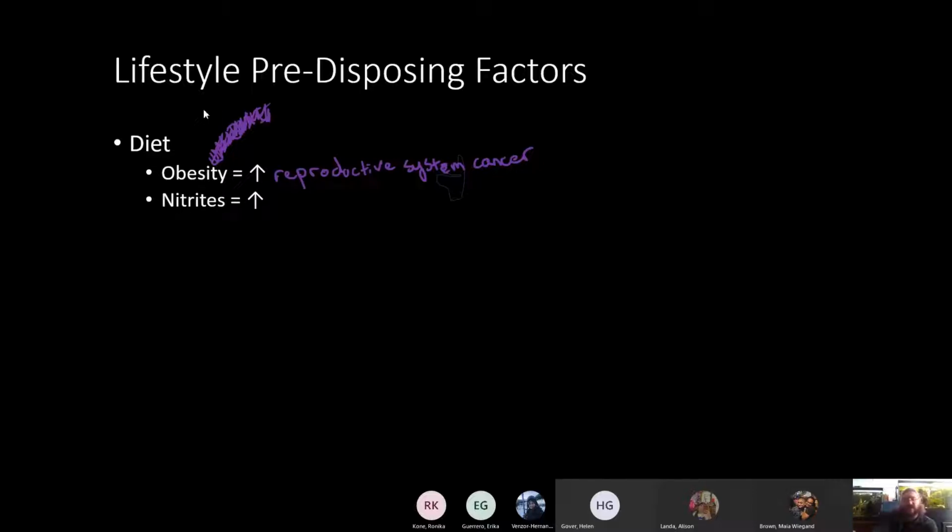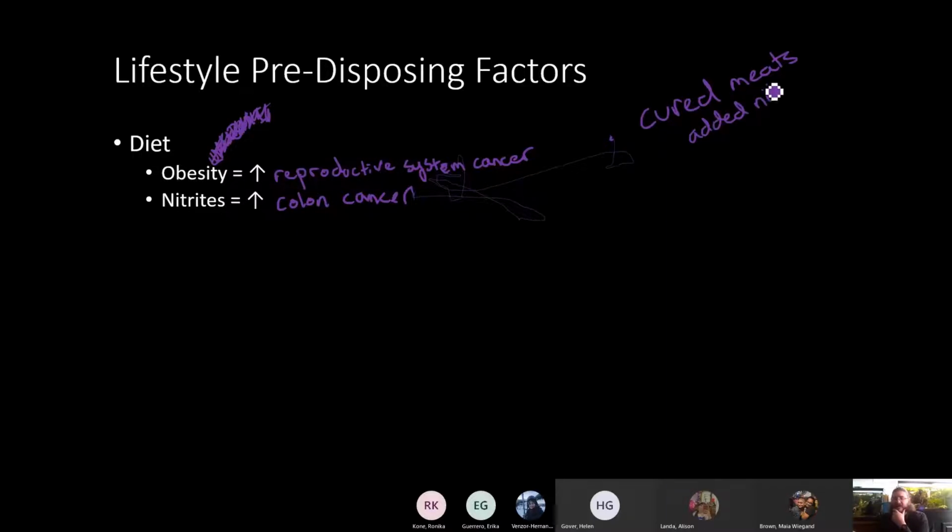Nitrites increase your risk of colon cancer. Let me write that down. Increase risk of colon cancer. So nitrites you find in cured meats. So they often have added nitrates and nitrites. And eating nitrate and nitrite-rich products increases your lifetime risk of colon cancer.